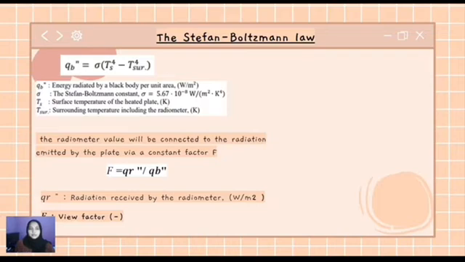The radiometer value will be connected to the radiation emitted by the plate via a constant factor F. F equals QR divided by QB. QR is the radiation received by the radiometer. F is a view factor.